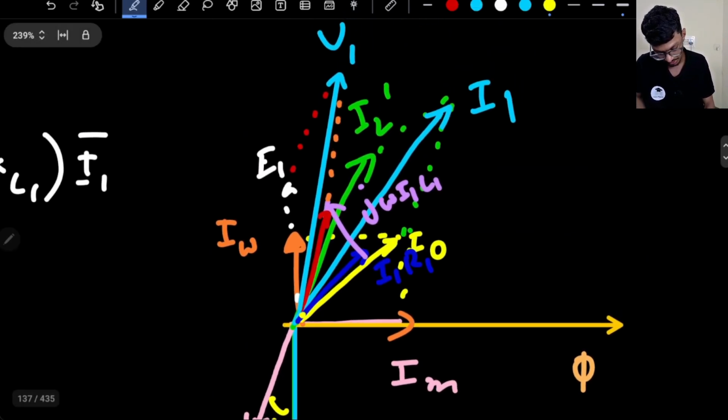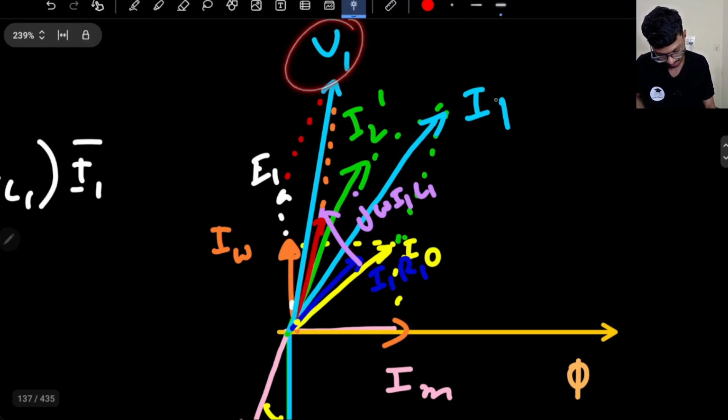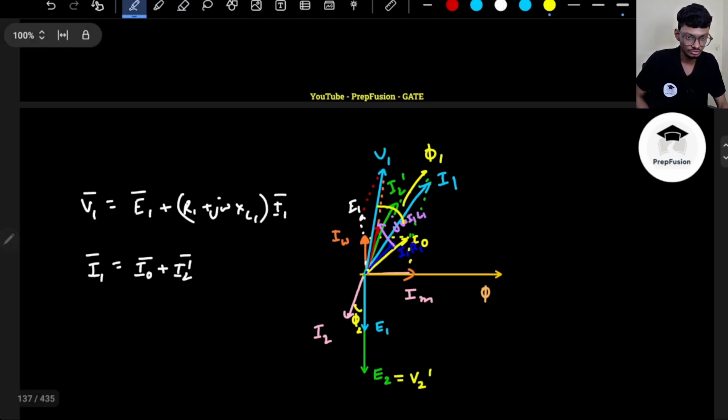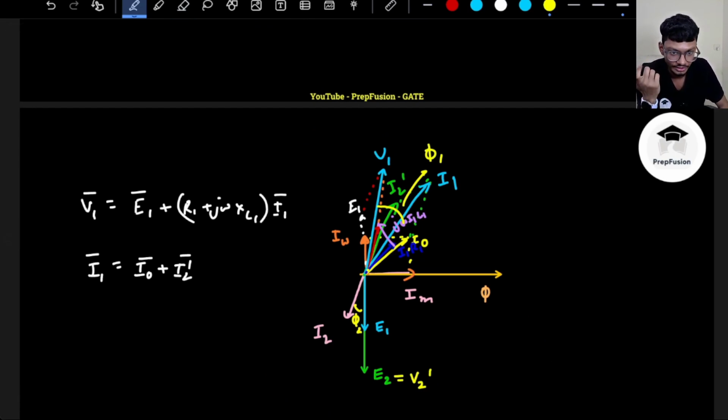And this is the supply power factor basically. V1 is here and I1 is here. So the supply power factor will be this phi 1, the power factor on the input side. I hope you have understood this point. So basically if you see, phi 1 is greater than phi 2.